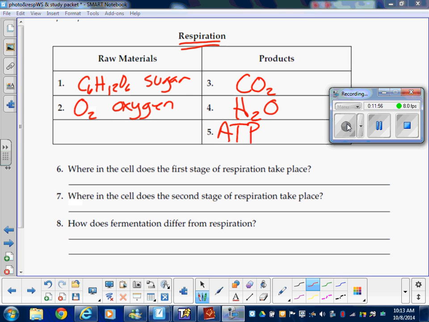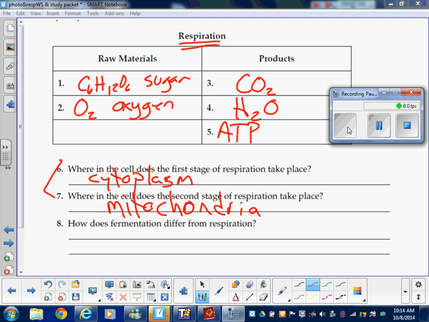Okay, so here, the first stage of respiration takes place where? In the cytoplasm. And the second stage takes place in the mitochondria. Now, on the quiz, on the test, if I were to ask you, where does respiration take place? I'm not going to ask you the first part and the second part. So what you need to know, it's true, it's a two-step process, but don't worry about this. Remember, we talked about the mitochondria, the mighty mitochondria, powerhouse of the cell. It's doing the respiration. It's getting the energy out of the sugar.